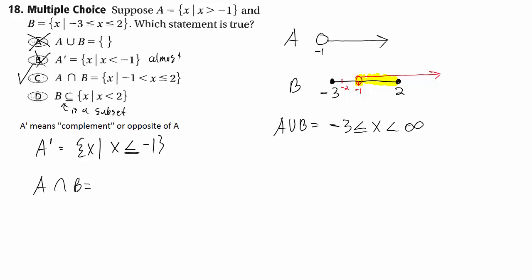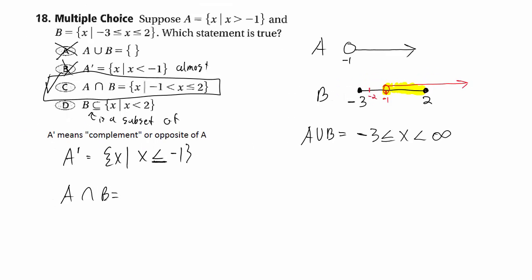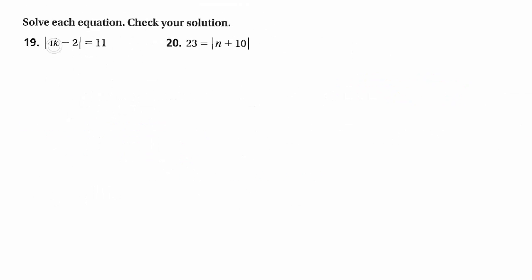Whereas if you look at part C, the intersection, the yellow part, it does line up with the option for part C. Now, as far as part D, the subset, that notation is subset, that's what that means. But it's almost right. It would be right if it said less than or equal to 2, but it just says less than. All right, so mostly you just need to know what union and intersection are.